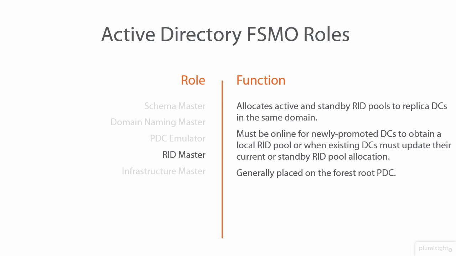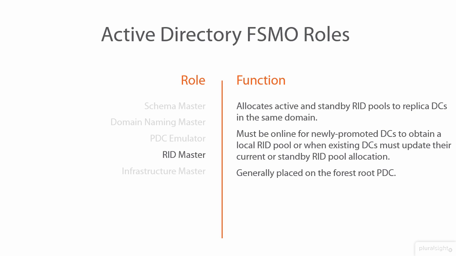Now, the 4th of these is the RID master, and it's the job of the RID master to create what are called relative IDs for the different objects that require permissions or whatnot to be associated with them. A RID is a string of characters that is used to uniquely identify an object in a domain. The SID, which you're probably more familiar with, is just simply the RID plus an additional series of characters that is its domain identifier. So SID equals RID plus domain ID.